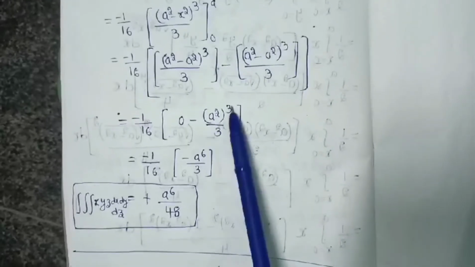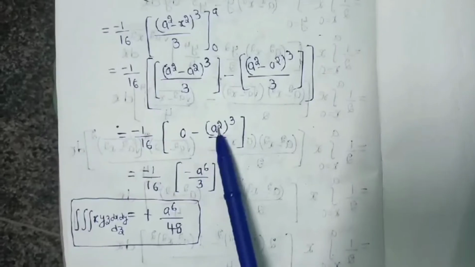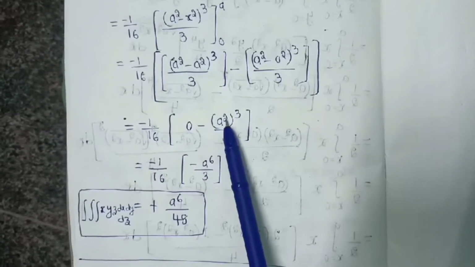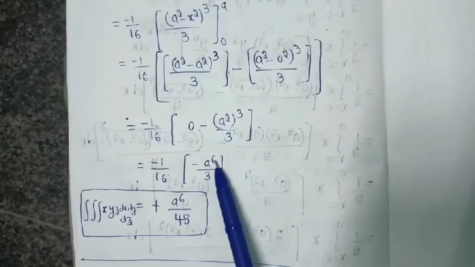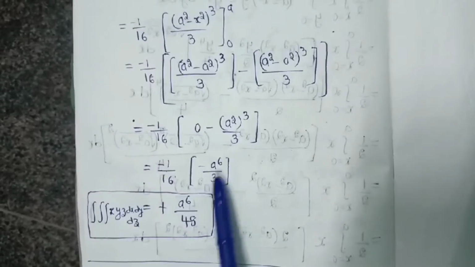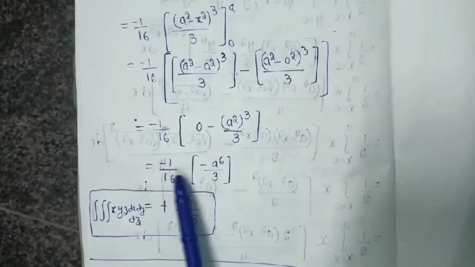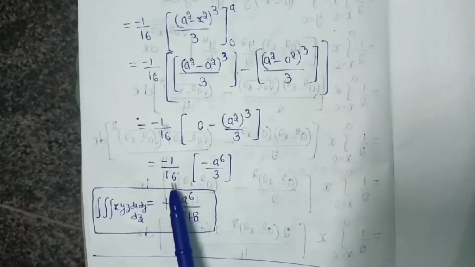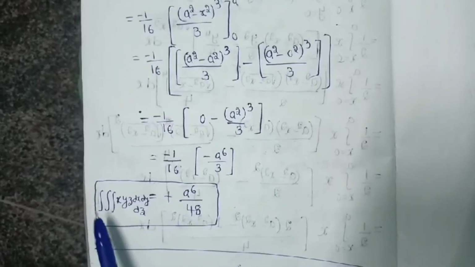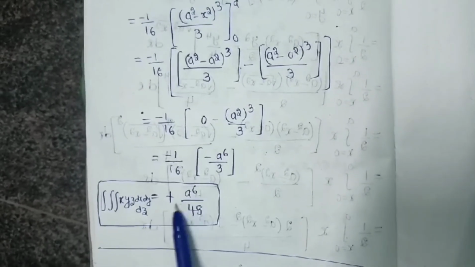A square whole cube is in the form of a power m whole power n. The formula for a power m whole power n is a power m into n. So a power 2 into 3 is a power 6. Next we multiply minus 1 by 16 into minus a power 6 by 3, which is minus into minus is plus. Next 1 into a power 6 is a power 6. Next 16 into 3 is 48. So finally the triple integration xyz dx dy dz is a power 6 by 48.